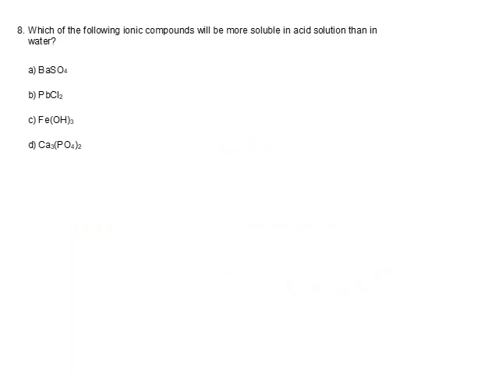Let's apply this to some questions. Which of the following ionic compounds would be more soluble in acid solution than in water? The first question asks for barium sulfate. What we have to determine is whether any of the ions that result from the dissolution of barium sulfate can react with acid. Since sulfate is a basic ion, barium sulfate will be more soluble in acid than it would be in water.